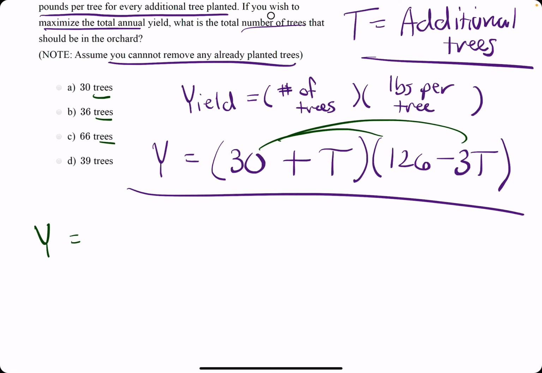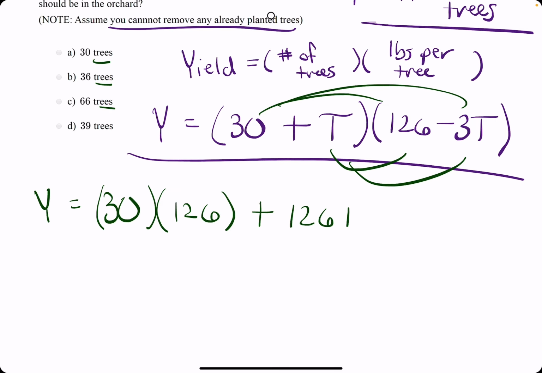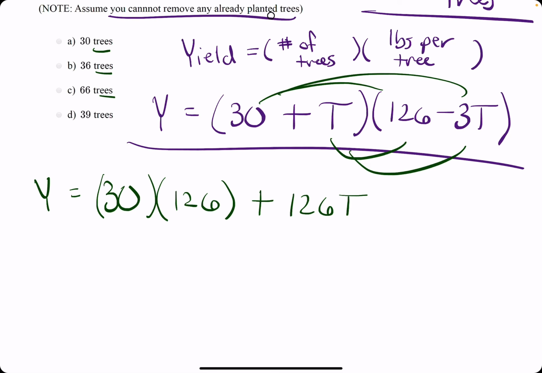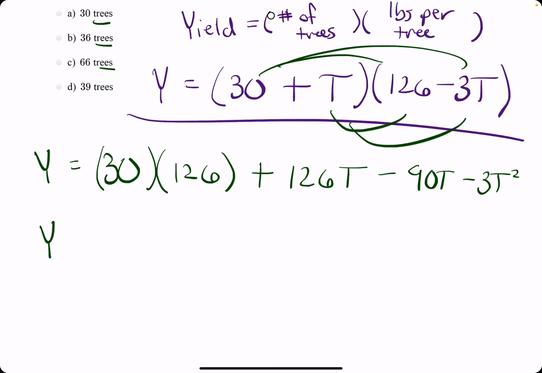So we want to FOIL this out before we find a derivative. 30 times 126, I'm not even going to worry about it. I'm just going to write it like this. Because it's a constant, once we get to the point where we have to take its derivative, it'll just go to 0. So t times 126 is 126t. Negative 3 times 30 is negative 90. And then negative 3t times t is negative 3t squared. I did that in what feels like a weird order, but I think I have all the terms there nonetheless.